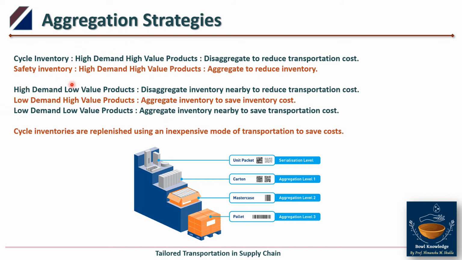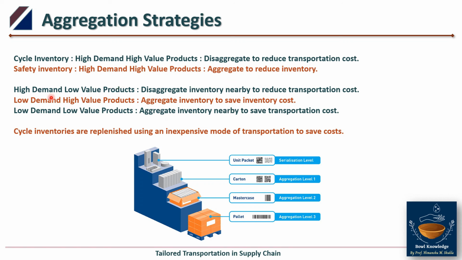One is high demand and low value product. Now what is the example of such products? It can be our daily use product, right, which have high demand, just like bread, milk. Demand is very high but the value is very low. So 10 rupees का पैकेट है ब्रेड का या 20 rupees का पैकेट है बट डिमांड इज वेरी हाई. तो इसको एग्रीगेट करने की जरूरत नहीं. एग्रीगेट मतलब कंबाइन करने की जरूरत नहीं है. देयर कैन बी अ सिंगल ट्रक ऑफ मिल्क, सिंगल ट्रक ऑफ ब्रेड बिकॉज द डिमांड इज हाई and the value of product is low. So you disaggregate the inventory nearby to reduce the transportation cost.